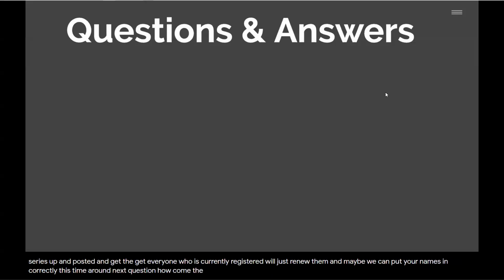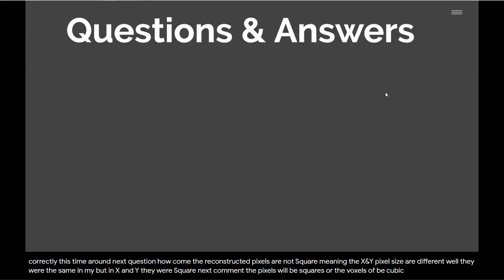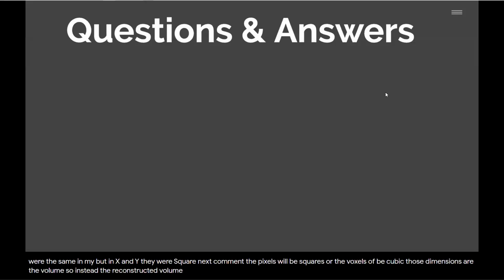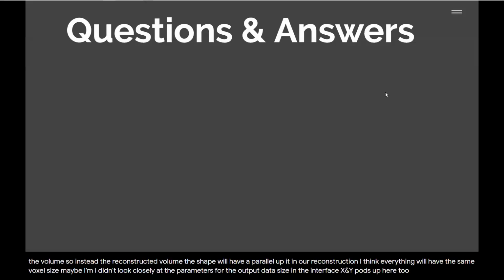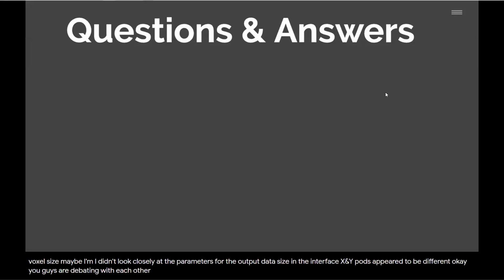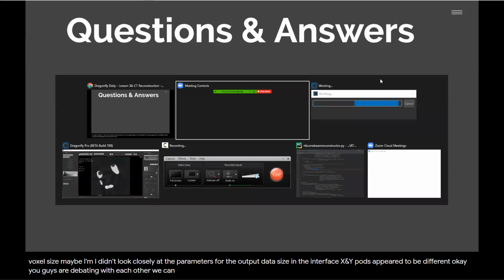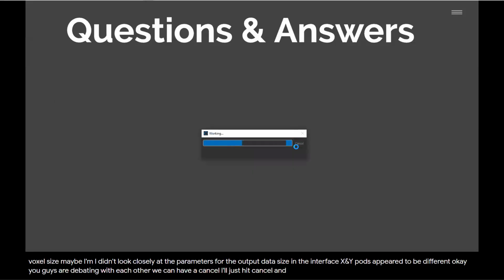Next question, how come the reconstructed pixels are not square, meaning the X and Y pixel size are different? Well, they were the same in my example. They were different in Z, but in X and Y they were square. Next comment: the pixels will be squares or the voxels will be cubic, so instead of the reconstructed volume, the shape will be a parallelepiped. In our reconstruction, I think everything will have the same voxel size. Maybe I didn't look closely at the parameters for the output data size. In the interface, the X and Y plots appeared to be different. Okay, you guys are debating with each other. I do have a cancel. I'll just hit cancel, and if we wait a moment, we'll get back to the interface and see what it says.